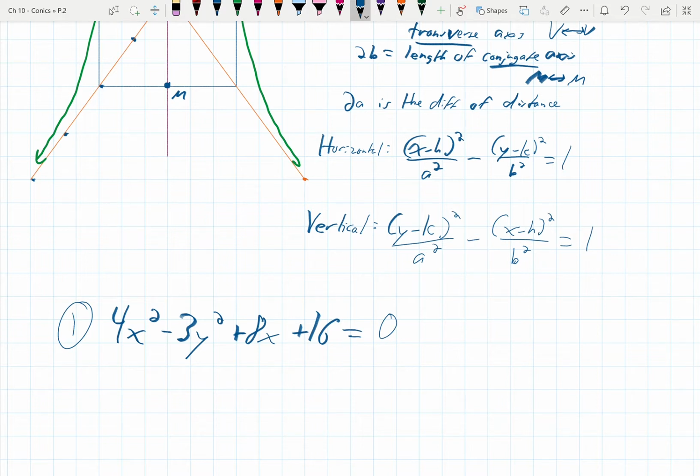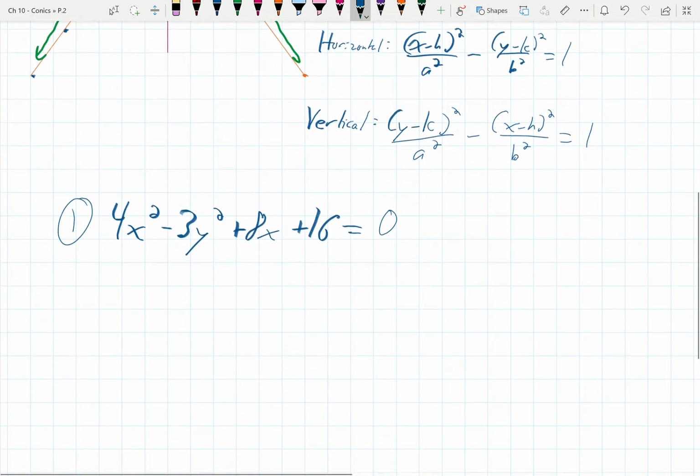Right? You can tell. Minus 3y squared. It's the difference of 2, not the sum of 2. You also will not be able to necessarily tell that this is going to be vertical or horizontal just yet. And I'll show you why that is. This looks like it's going to be a horizontal because the x is positive and y is negative. That's actually going to completely flip around here in a second.